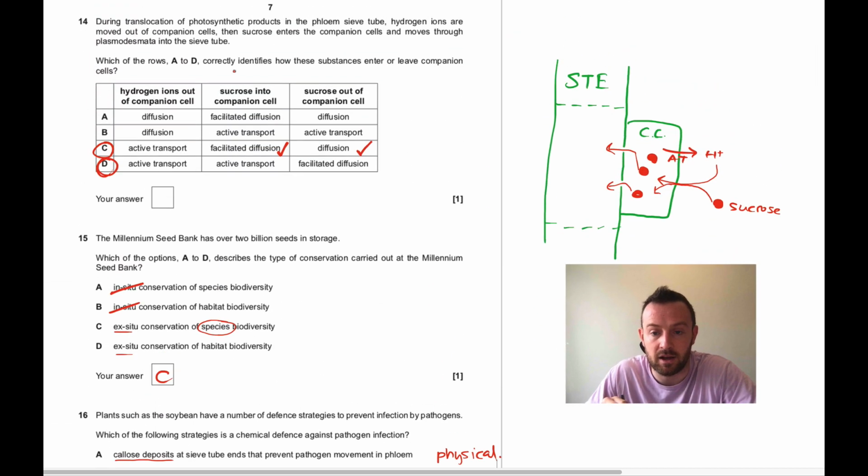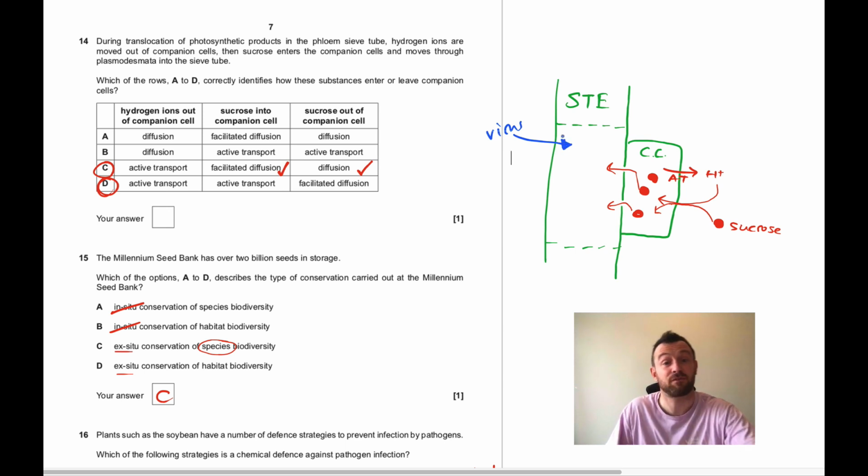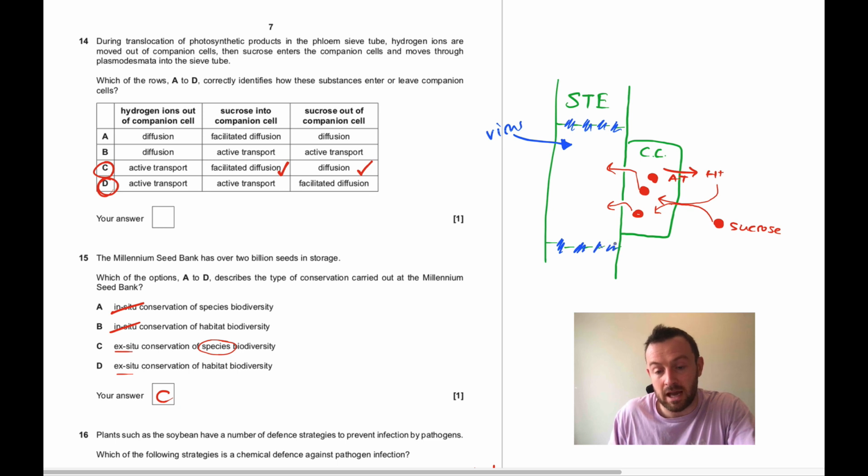Let's just go back up here, actually. So sometimes, let's say a virus gets into the sieve tube elements, maybe because an aphid punctures the bark of the tree and injects a virus with its saliva in there, then what happens is basically callose, which I'm just going to draw as blue gunk, blocks the sieve tube element. So the virus is stuck in this block and it can't move through the phloem. So it's a physical block.